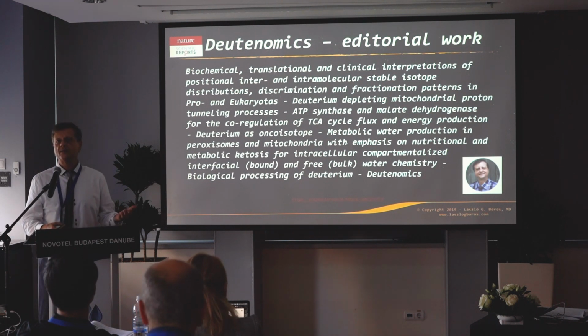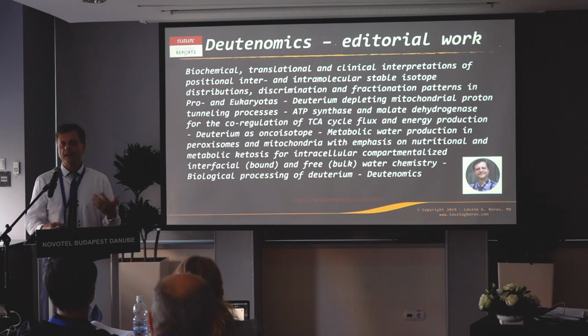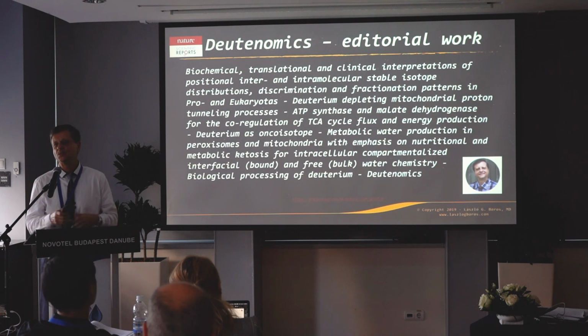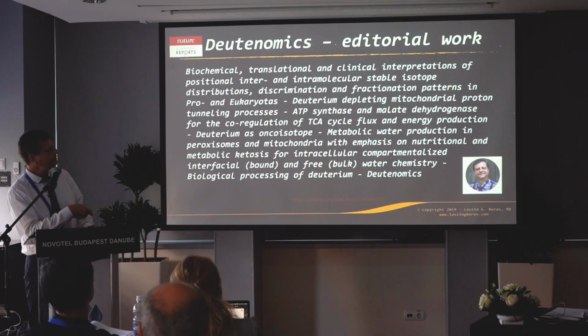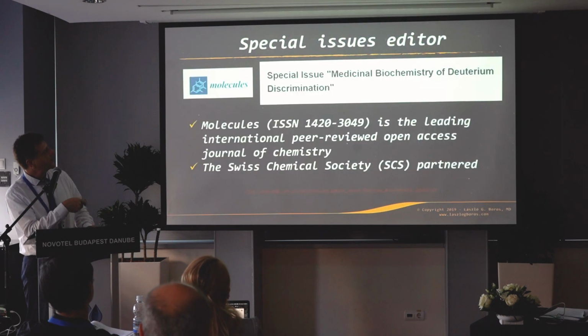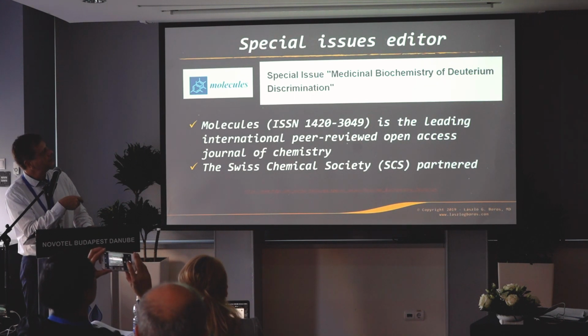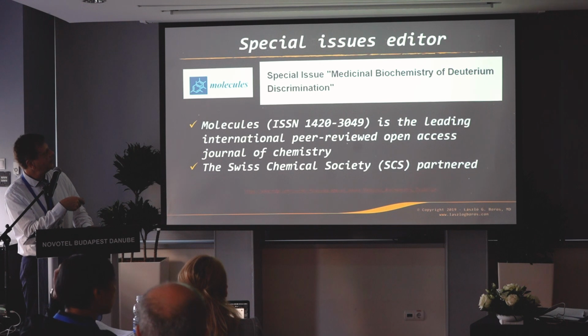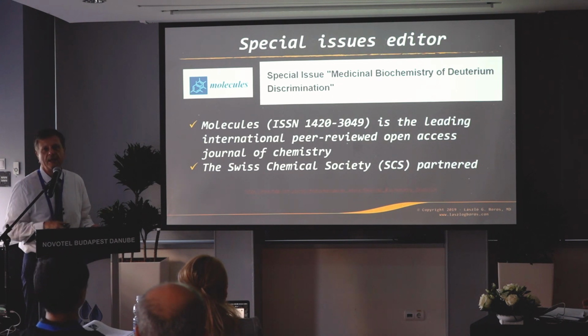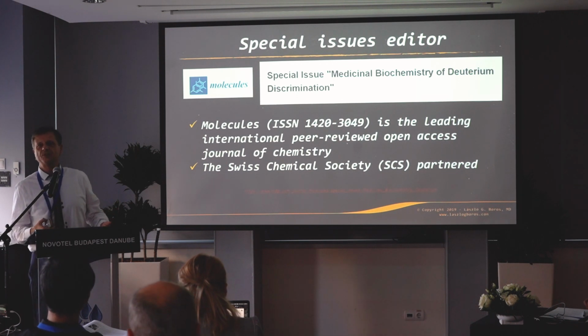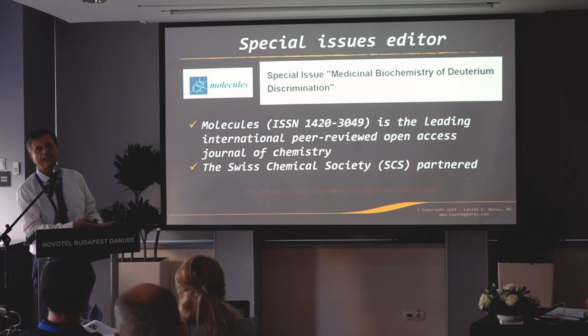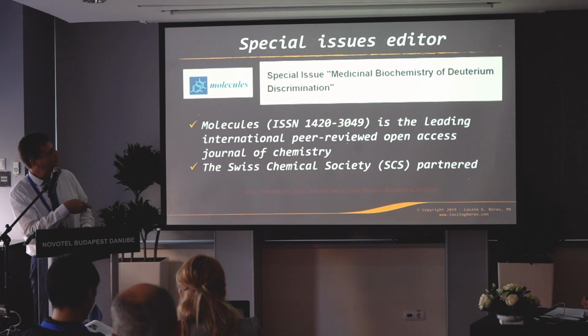So Nature now has an editorial site, where you can come with your paper or submit your paper, and you have an editor who can handle or arrange for reviews in the arena. And it's not only Nature, but now Molecules, which is a Swiss journal, has a special issue on medicine or biochemistry of deuterium discrimination. Molecules is the leading international peer-reviewed open access journal of chemistry, and it partnered with the Swiss Chemical Society. So these are really good publication opportunities or platforms, and they gave me a few deals that I'd like to cover.